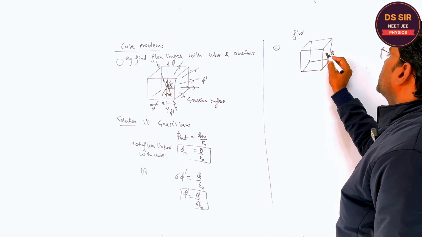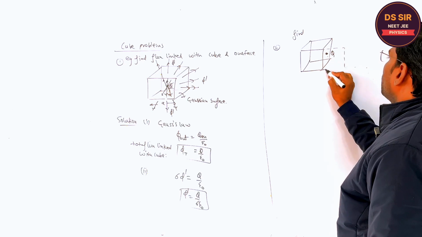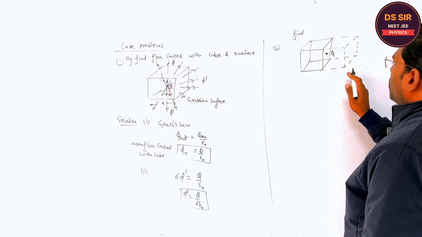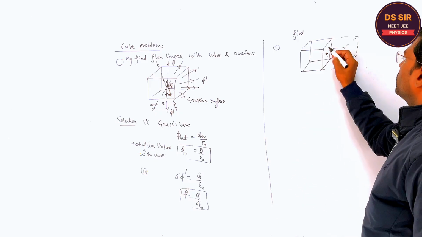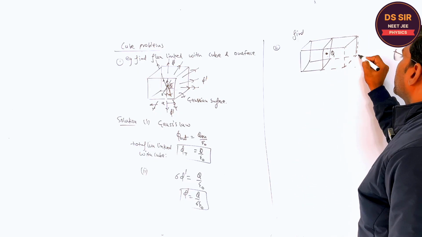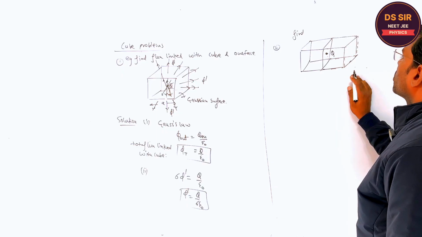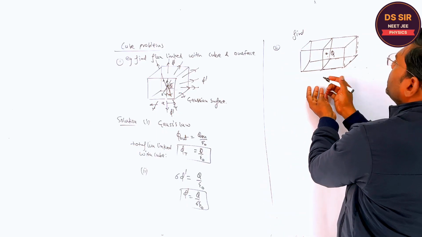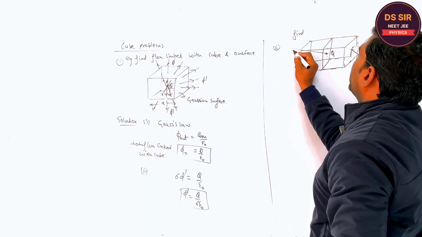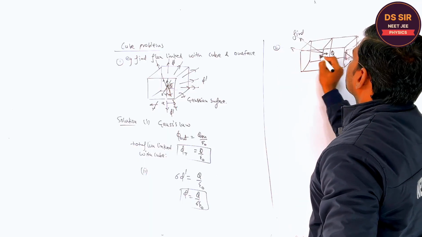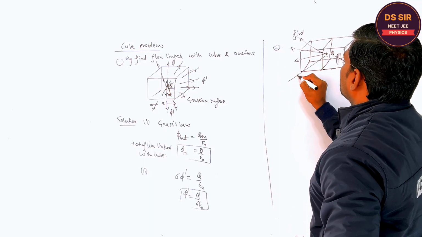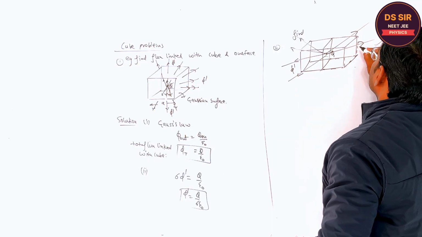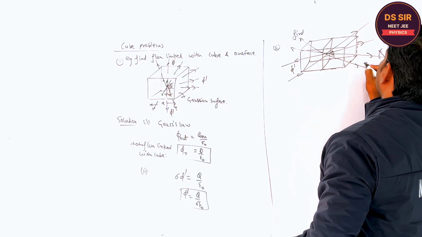Listen. To find the net flux, you have to draw an imaginary cube towards its right side, like this. Are you getting or not? So if you consider the total flux linked with this cube, suppose this is phi dash, this is phi dash, and the same flux will come out from this. It is phi dash.